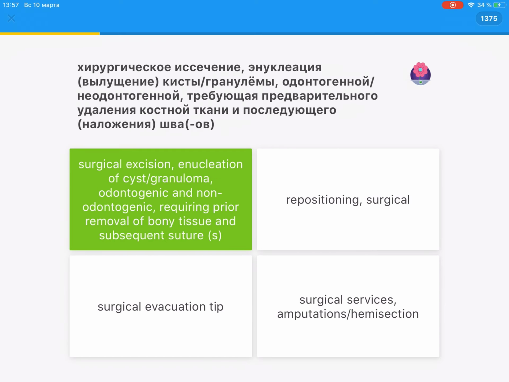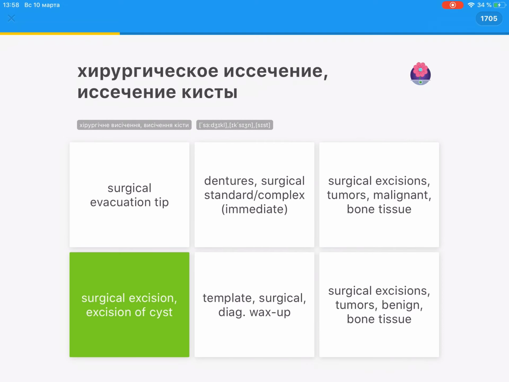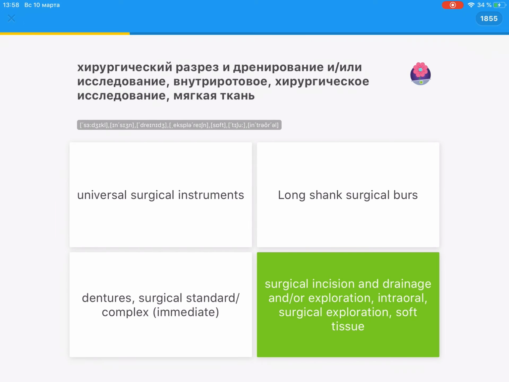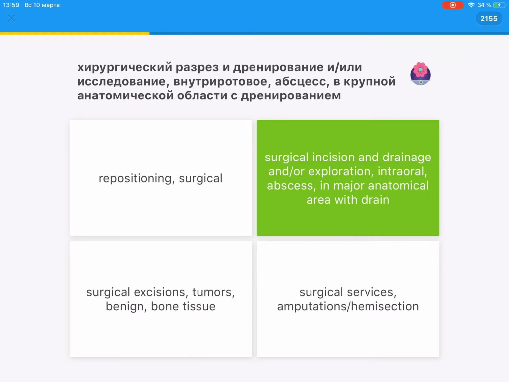Surgical excision, enucleation of cyst, granuloma, odontogenic and non-odontogenic, requiring prior removal of bony tissue and subsequent suture. Surgical excision, marsupialization of cyst. Surgical excision, excision of cyst. Surgical incision and drainage and/or exploration, intraoral, surgical exploration, soft tissue. Surgical incision and drainage and/or exploration, intraoral, abscess, soft tissue. Surgical incision and drainage and/or exploration, intraoral abscess, in major anatomical area with drain.